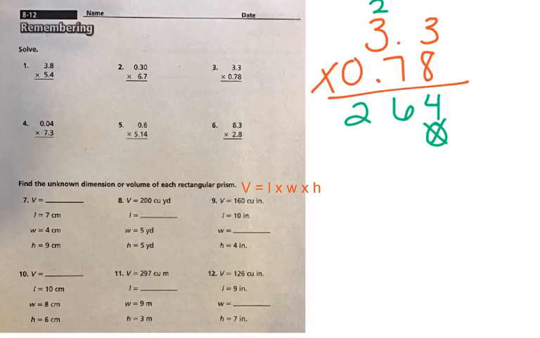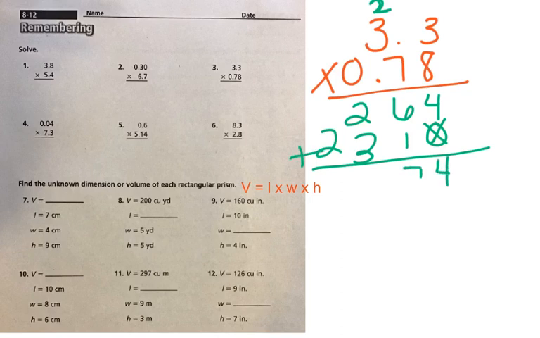7 times 3 is 21. Carry my 2. 7 times 3 is 21, plus 2 more is 23. And then I'm going to just add them up. 4 plus nothing is 4. 6 plus 1 is 7. 2 plus 3 is 5. And 2 plus nothing is 2.